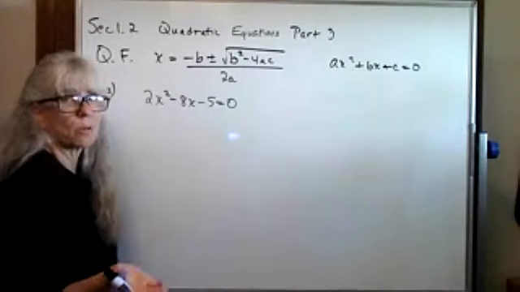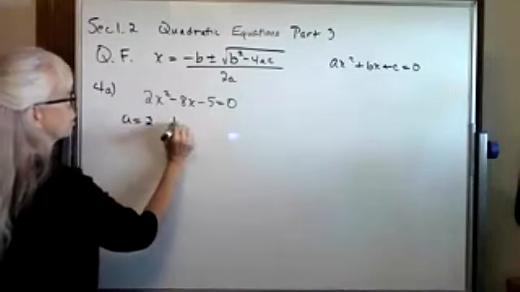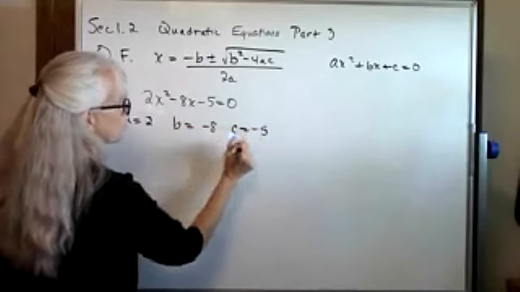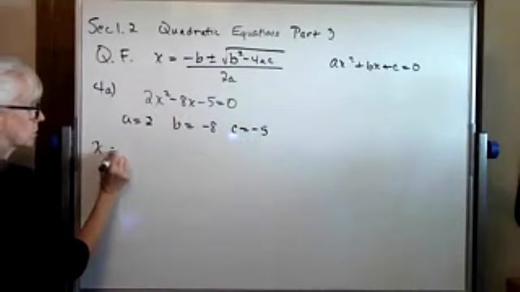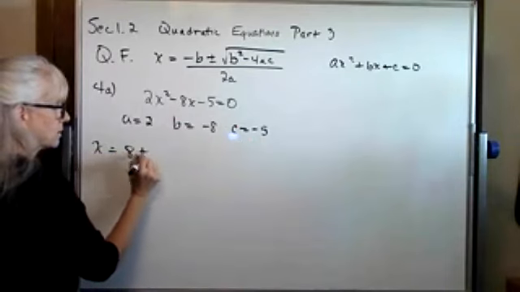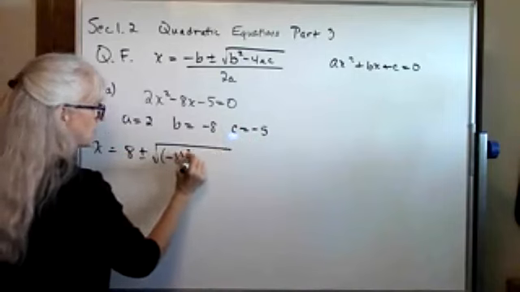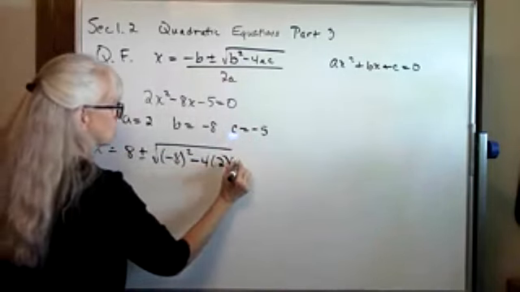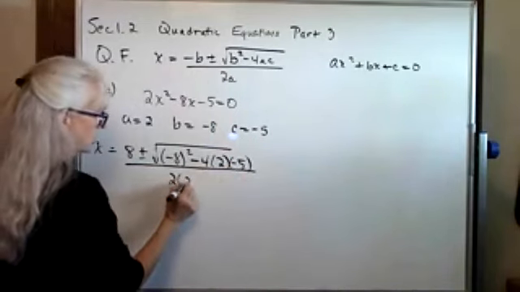We're trying to do the quadratic formula here. Just as a reminder, a is the 2 out in front, b is the negative 8 on the middle term, and c is negative 5. You'll notice we're including the signs as we do this. Our formula says we're going to do the opposite of b. Well, b is a negative 8, so we take its opposite, a positive 8, plus or minus the square root of negative 8 squared, that's the b squared, minus 4 times 2 times negative 5, all over 2 times a, which is also 2.